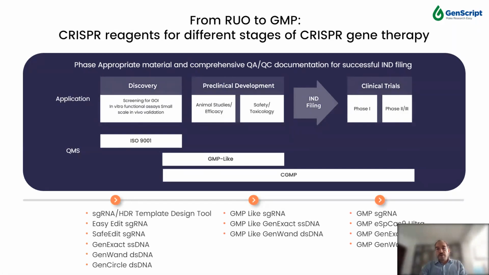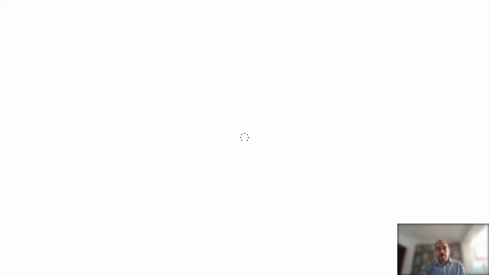We can deliver all these services and products from research grade to GMP grade, starting from discovery and preclinical research. On the discovery side, we have our sgRNA and HDR templates, research grade. We have the EasyEdit sgRNA, SafeEdit sgRNA, GeneExact sgRNA, GeneExact single-stranded HDR template, GenWand the double-stranded DNA template, and GenCircle double-stranded template.